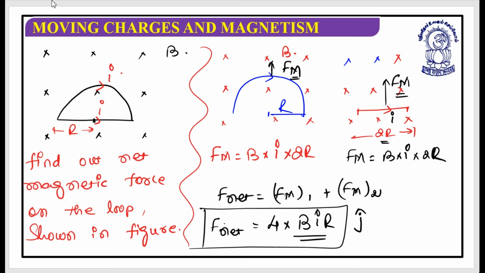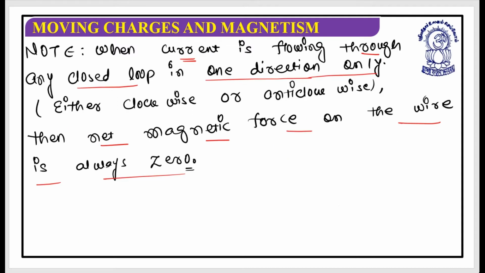So look at this. Why have I taken this example? Because this is even a closed loop, but here the net magnetic force is not zero. I hope you understand this. So it is not the case that if a closed loop is there, the answer would be zero. No, it is not the case. Please do not misunderstand this, that if it is a closed loop, then the force would be zero. No. If it is a closed loop plus current is flowing in any one fashion, that means either clockwise or anti-clockwise, then the answer would be zero.